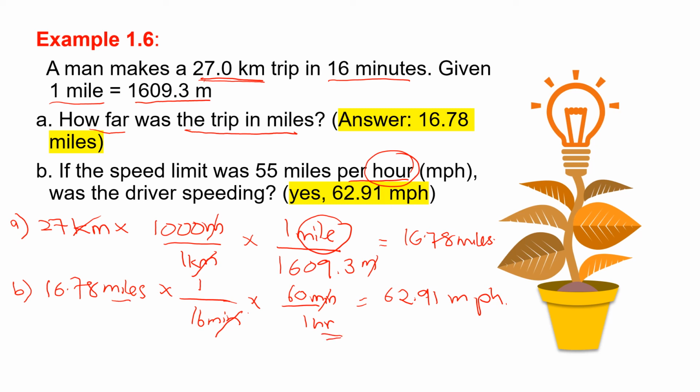So they ask here, if the speed limit is 55, is the driver speeding? You need to answer yes, because 62 is bigger than 55 mph. So the answer is yes, the driver is speeding. Okay.